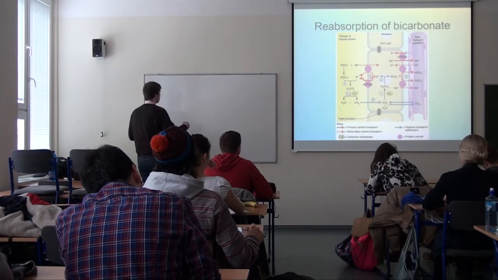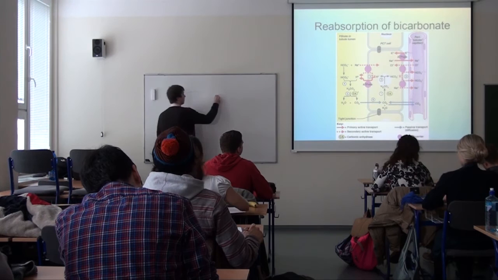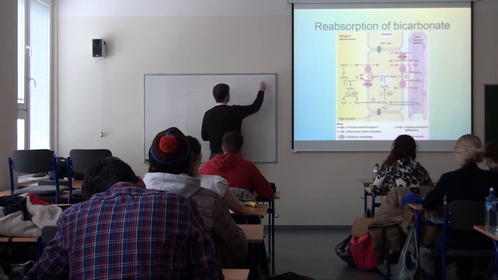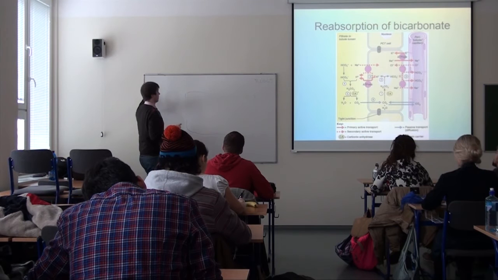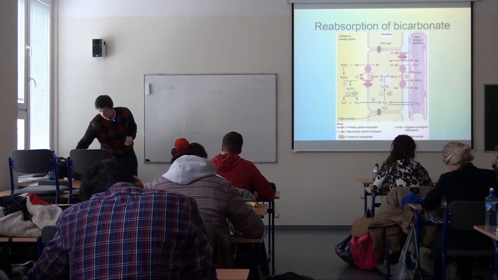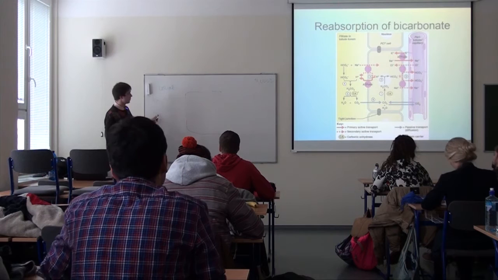So the process is quite simple. So here we have blood. Here we have proximal tubule cell, and here we have urine. And what we now want is to reabsorb bicarbonate from urine to the plasma.